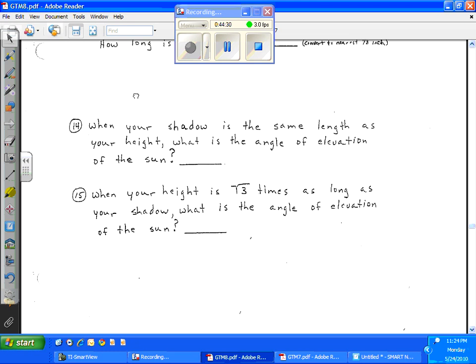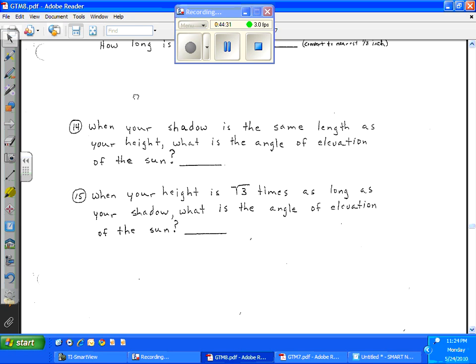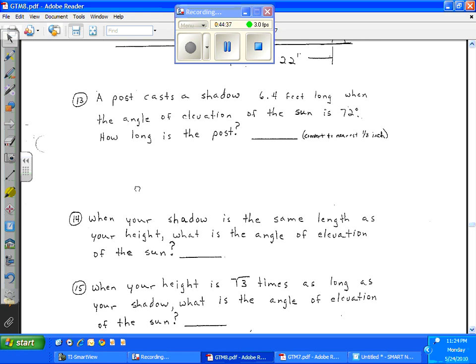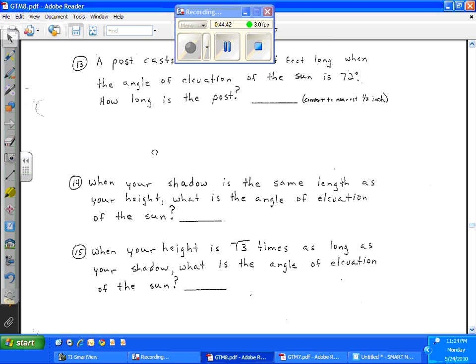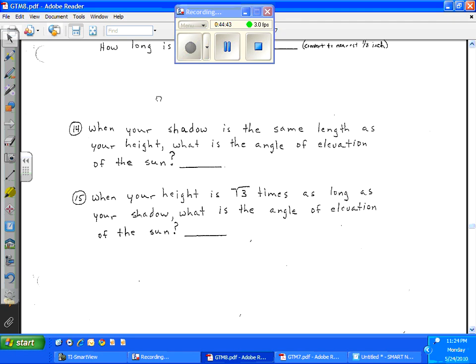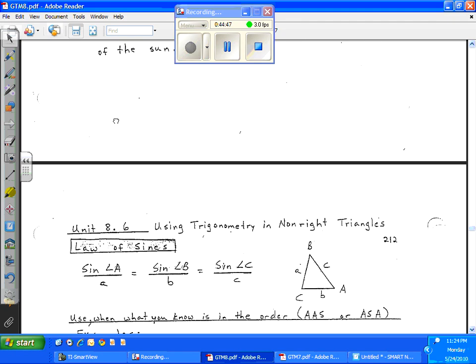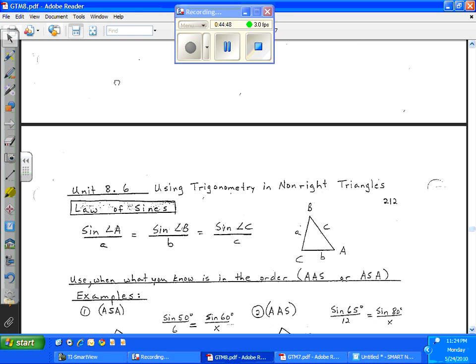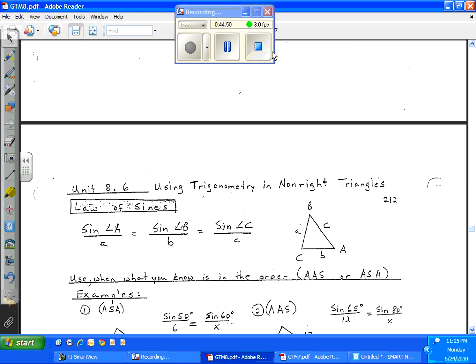We got some shadow and angle of elevation problems. I'm just going to let you play with those. I think you'd probably need the experience, and there's some fun things built into 14 and 15, and I don't want to just say it because you need to think about it. And so we'll just end this video here.